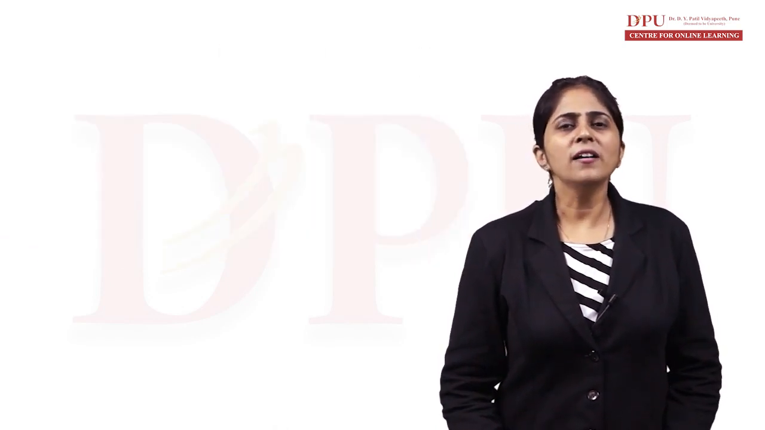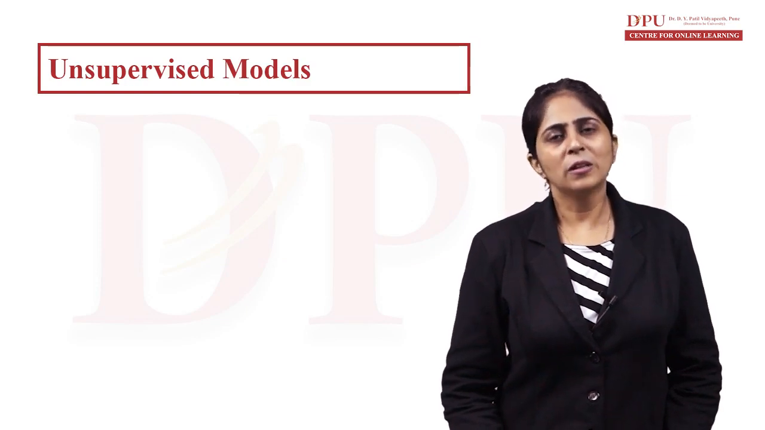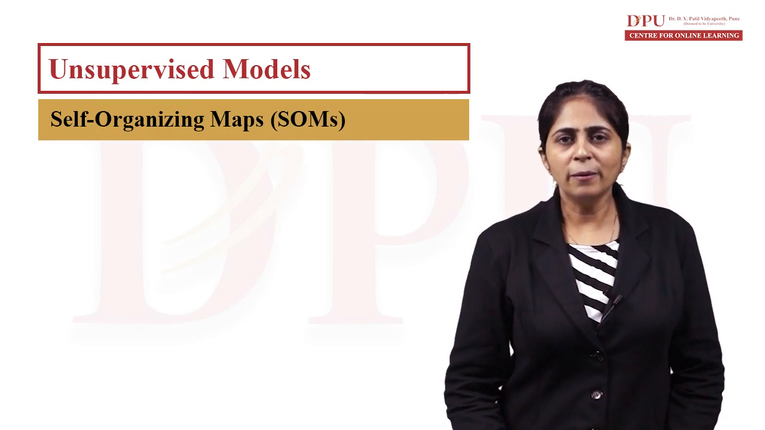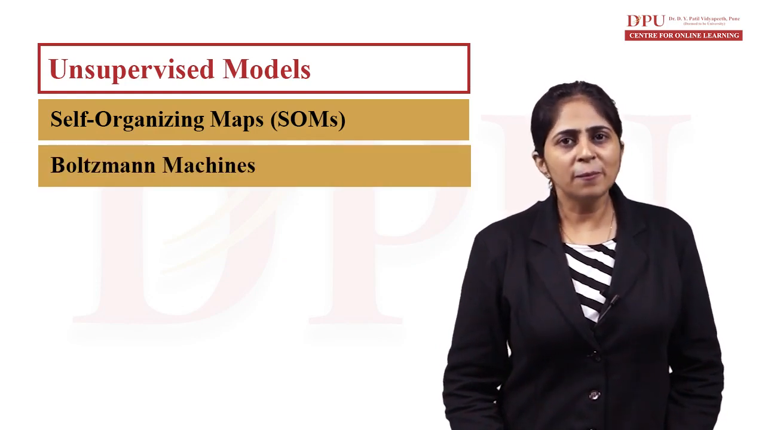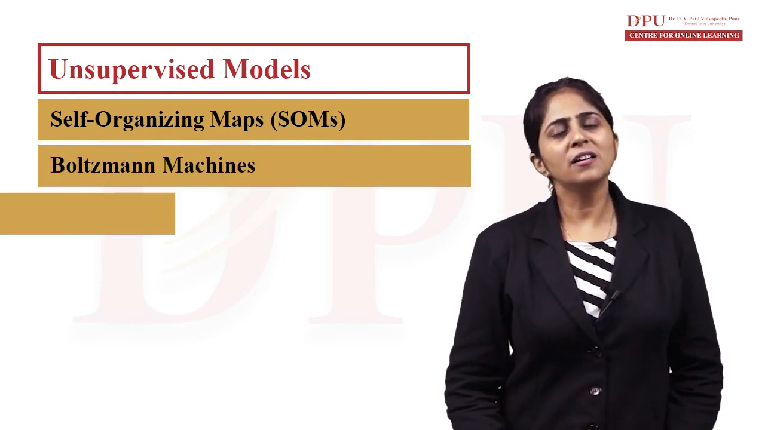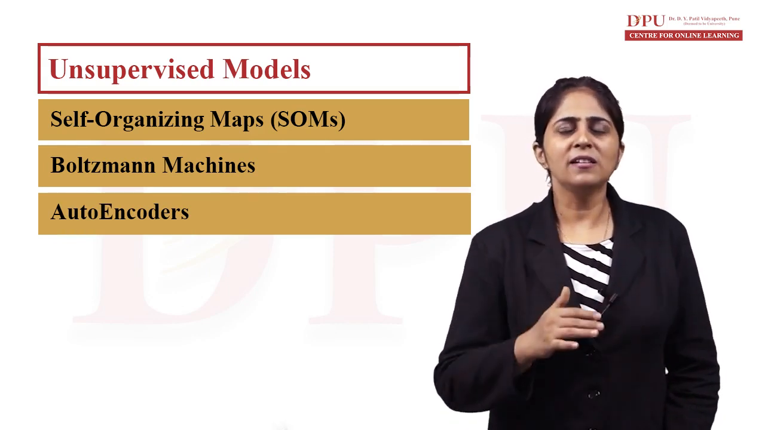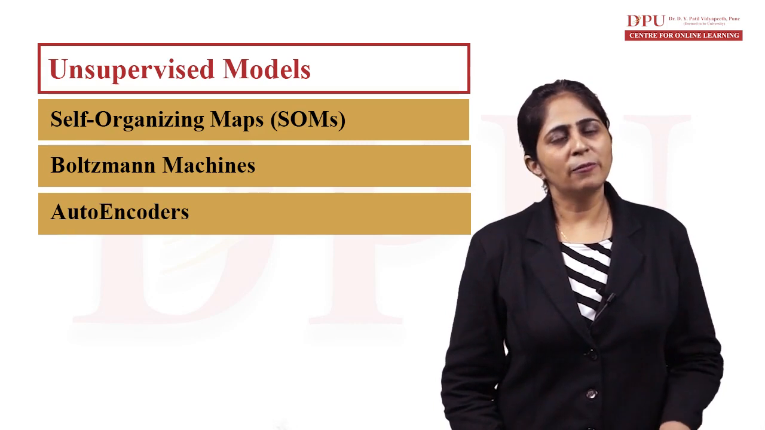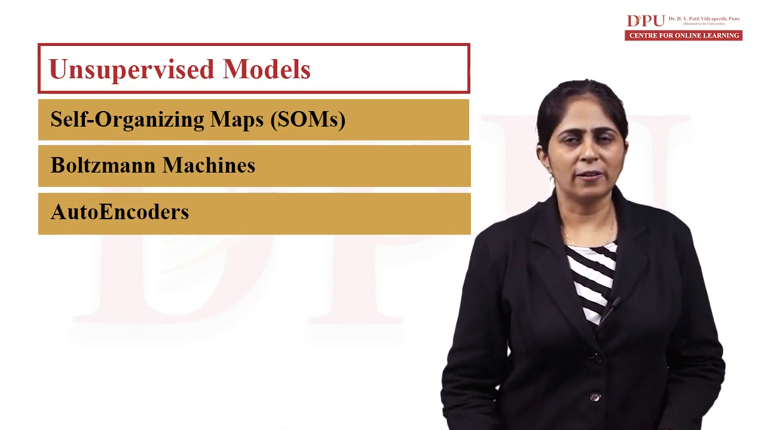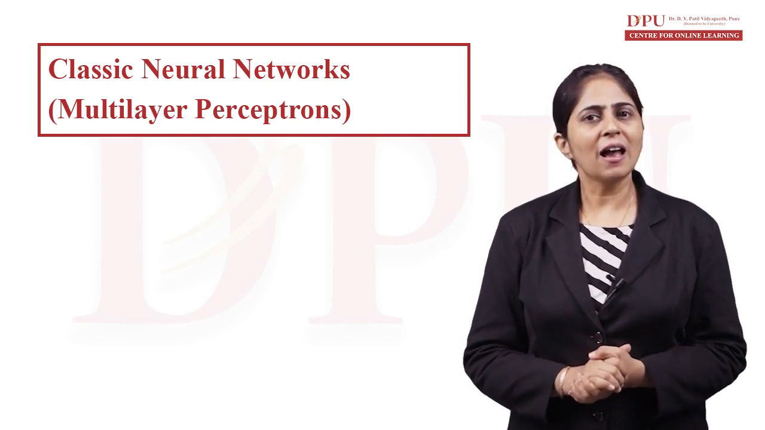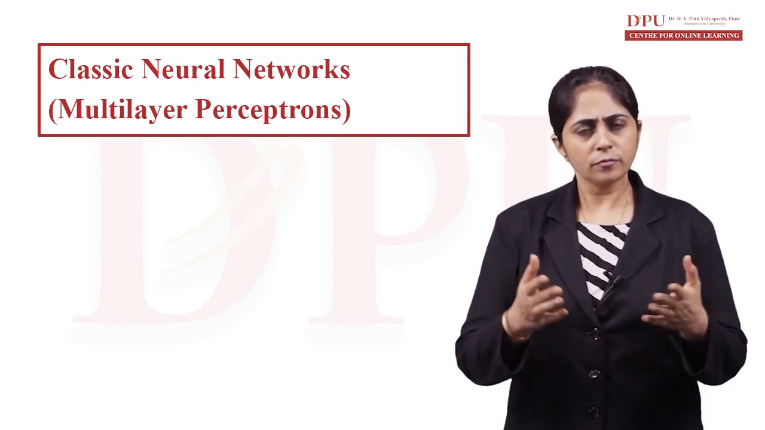Then we have unsupervised models, in which the first one is a self-organizing map, SOM. Second is the Boltzmann machine, and the third is the encoder. So we will discuss all these types of models, supervised and unsupervised. The very first one we have here is the classic neural network.